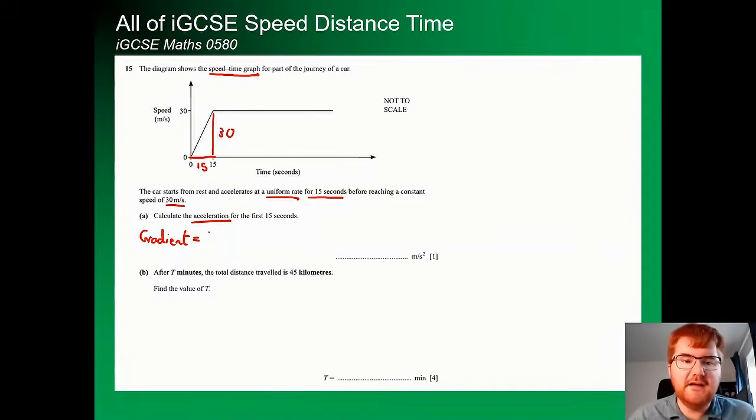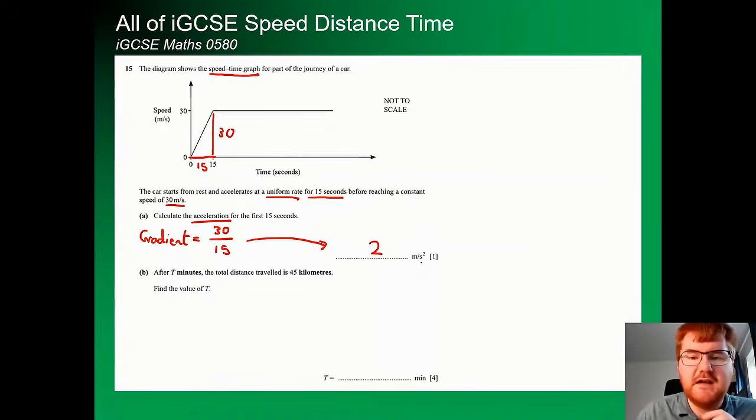So all we need to do here is change in y over change in x. So we've got the 30 divided by 15. And that's going to give us the answer of 2 meters per second squared. Notice that's always a hint in the question here. If we have meters per second squared, that's always going to be an acceleration, whereas if we're looking at a speed, that's going to be meters per second.